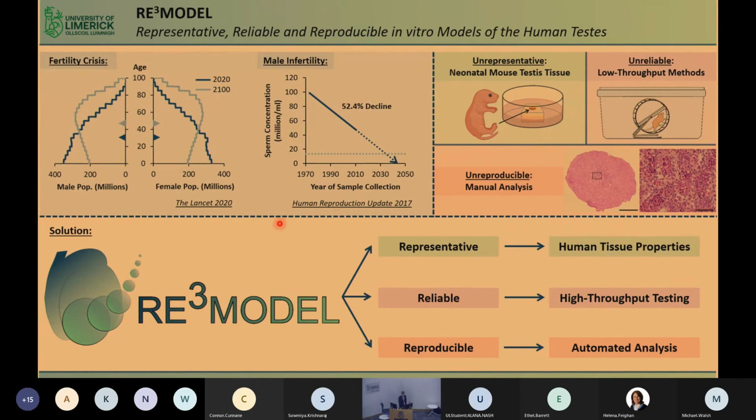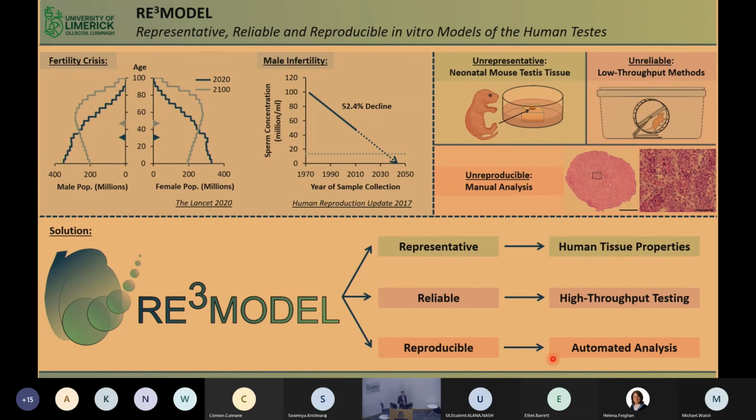And this is where the remodel project comes in. And the aim here is to develop representative, reliable and reproducible models of the male reproductive system using human tissue properties, high throughput testing and automated analysis. And I was able to convince people that it would be a good idea to give me a lot of money to try this. But how did I justify it?